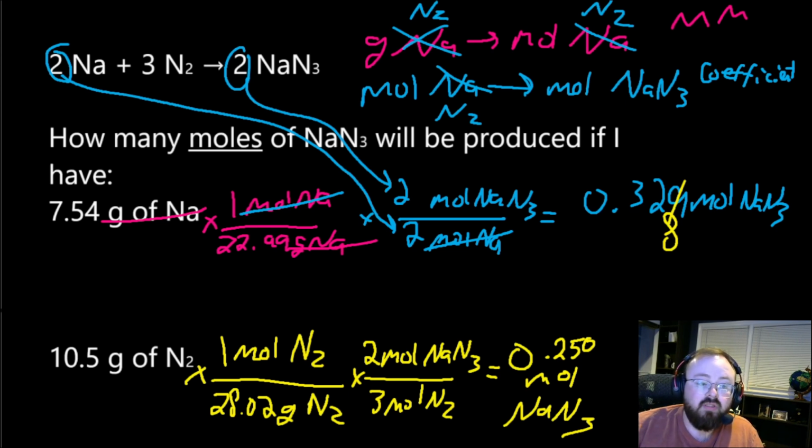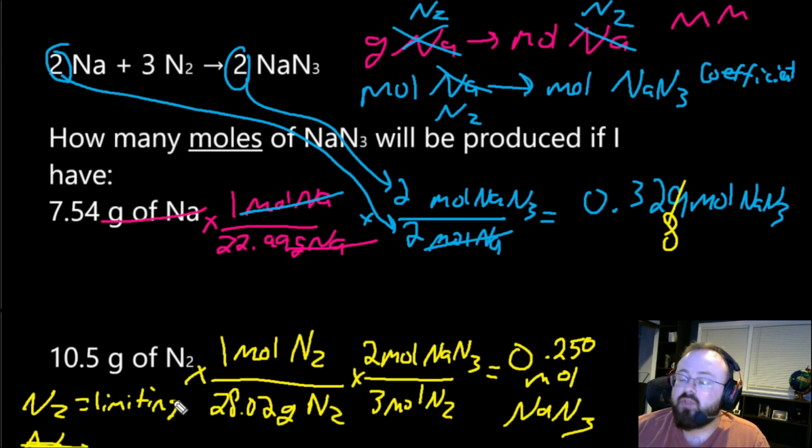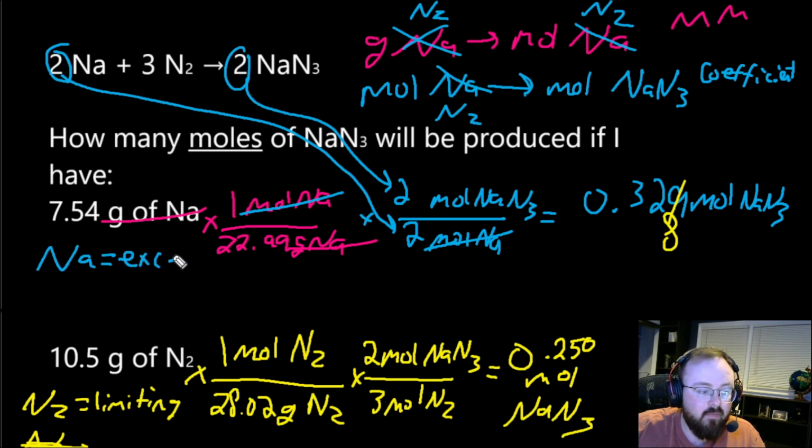So when we talk about our limiting and our excess reactants here, the N2 is our limiting. And we know that it's limiting because it produces less of our product. Alright, and in cases where there's more than one product, it doesn't matter which product you choose because the mass should mostly be the same anyways. So if our N2 is our limiting, then our Na, we would call this the excess. And that word excess just basically means there's going to be some of it left over.